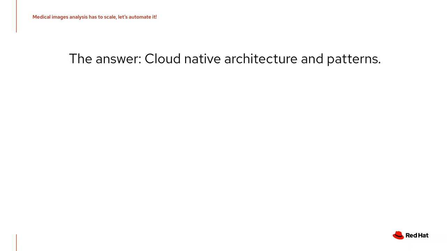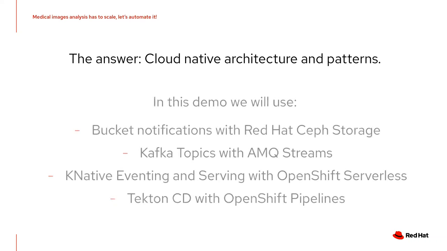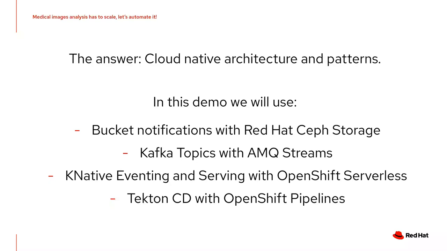Well, my answer to that is to use cloud-native architecture and patterns. In this demo, we will use bucket notifications with Red Hat Ceph Storage, Kafka topics with AMQ Streams, Knative Eventing and Knative Serving with OpenShift Serverless, and finally Tekton CD with OpenShift Pipelines.